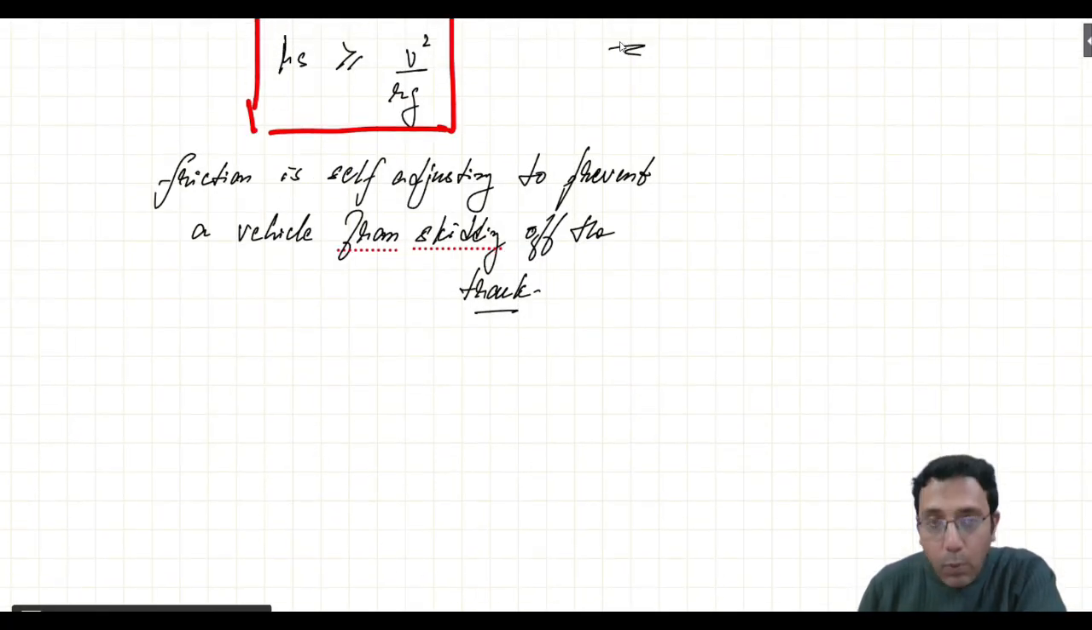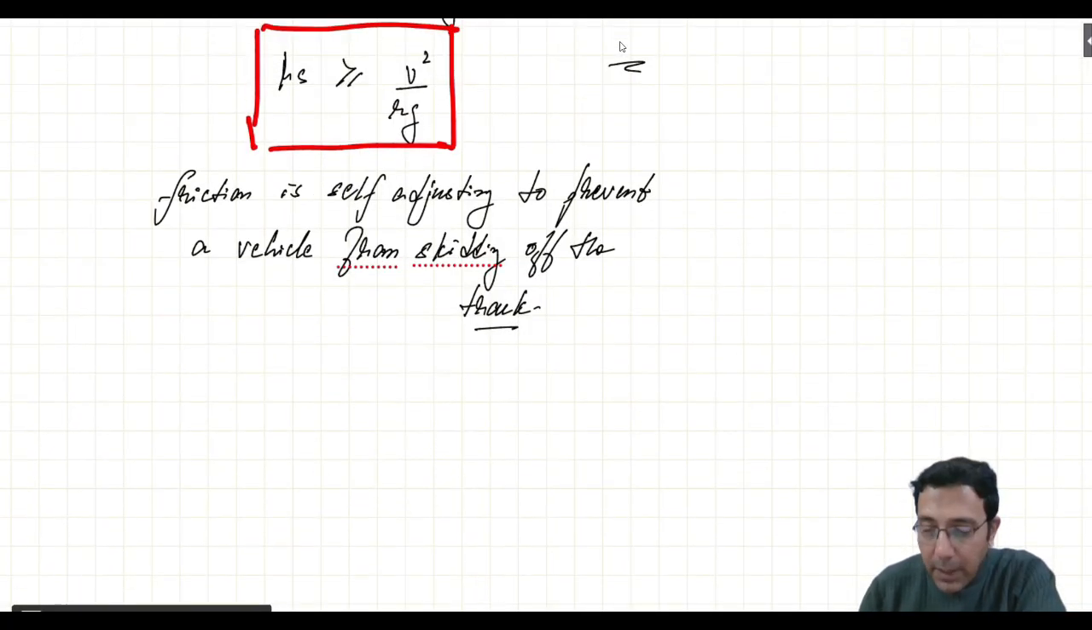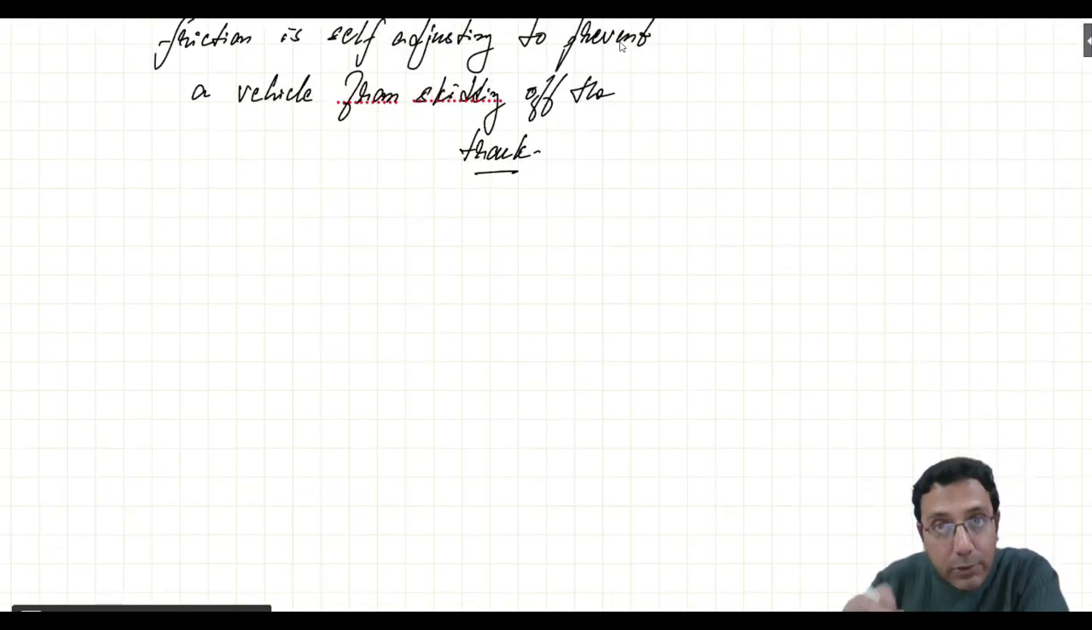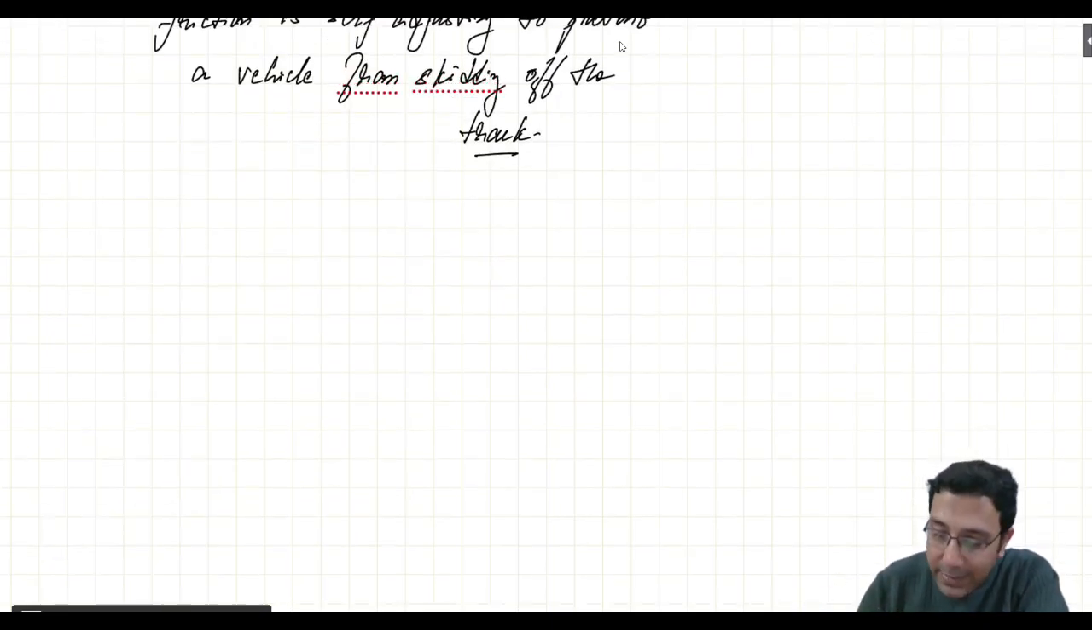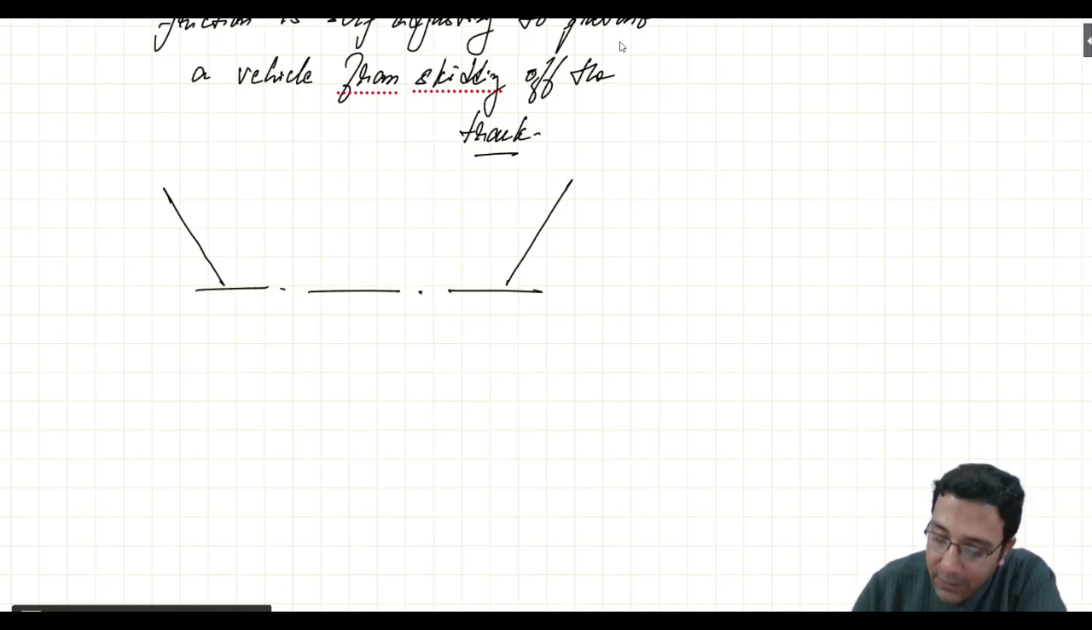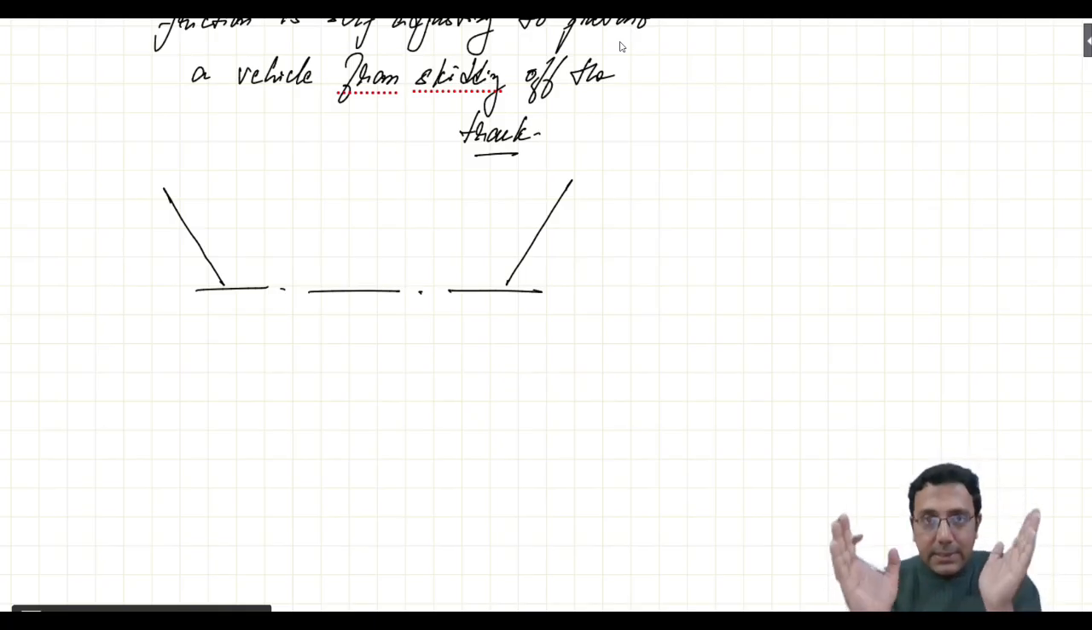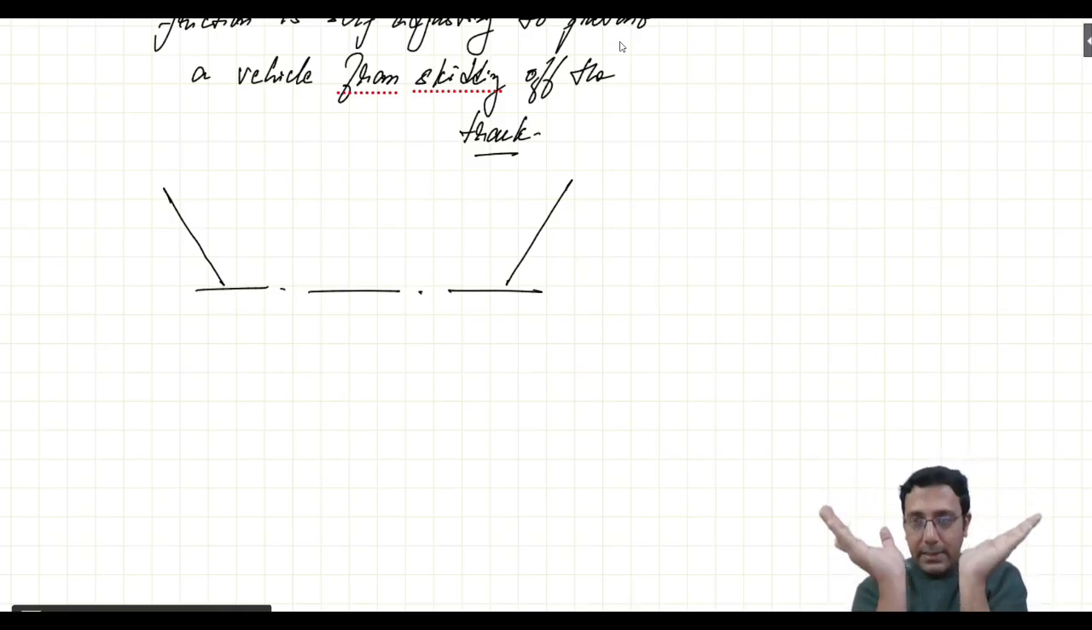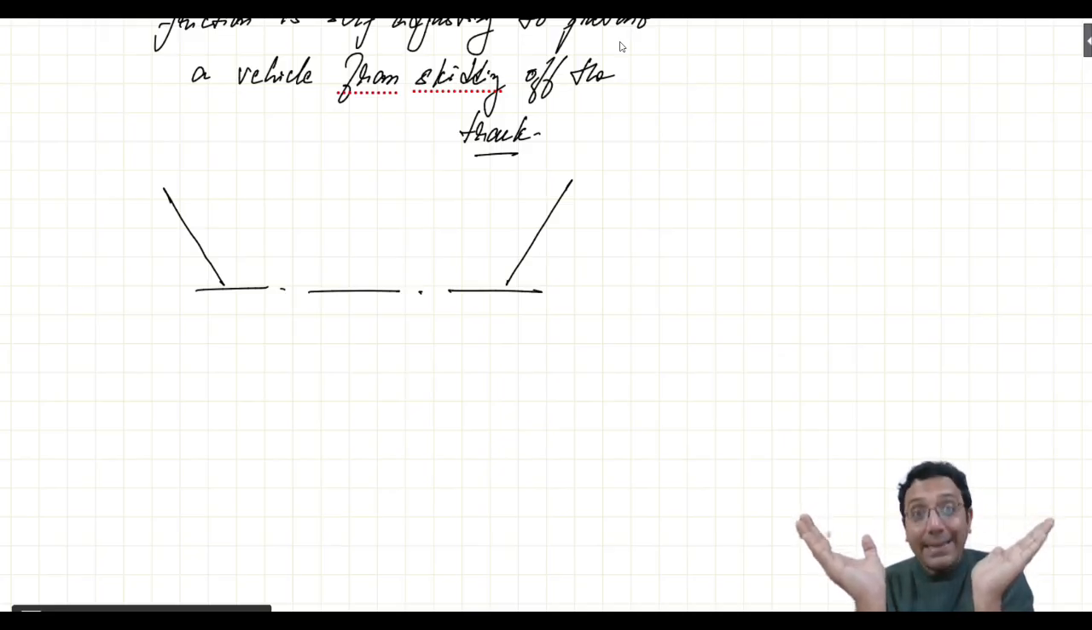So we found mu s, and we want to negotiate a track at a much higher speed. In that case, I just need banking of the road. I'm drawing two inclined faces. You understand, the road itself is inclined like this. We call it banked.